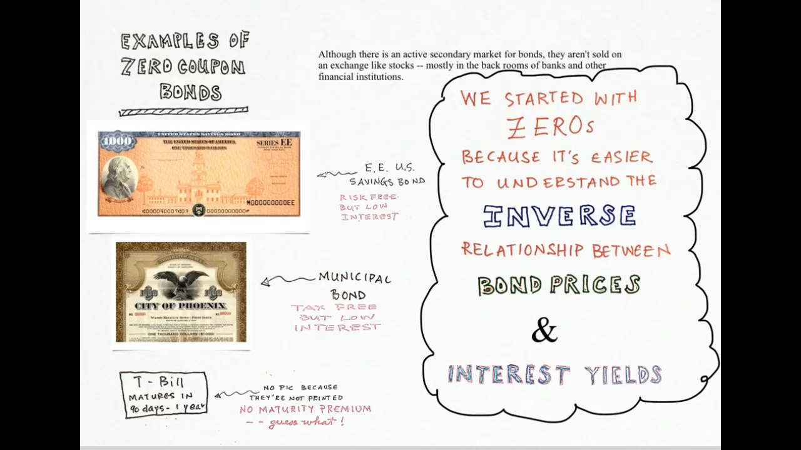Here are some examples of some zero coupon bonds. This first is a double E series savings bond issued by the federal government. Here's a municipal bond issued by states and municipalities. And here is a T-bill. Now, a T-bill is issued by the U.S. Treasury with very short maturities of 4, 13, 26, and 52 weeks. Treasury notes and Treasury bonds have longer maturities than T-bills and also make periodic interest payments. I don't have a picture of a T-bill because they're not actually printed out on paper.